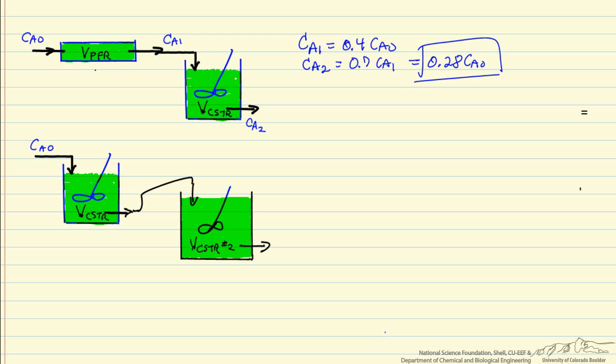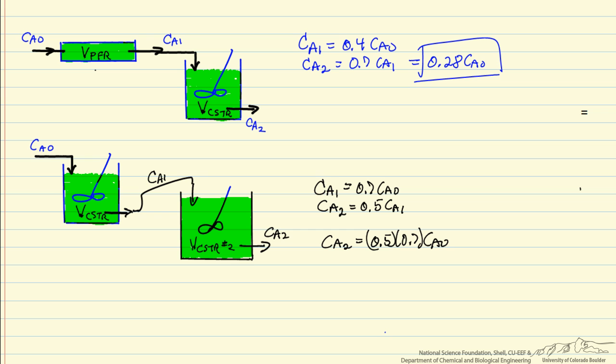And so you can see we're going to get the same result if we have two CSTRs in series, in the sense that Ca1 again is going to be 0.7 Ca0, and then Ca2, with a bigger reactor, so let's say it's 0.5 times Ca1. So Ca2 is 0.5 times 0.7 times Ca0. If we reverse the order, it's 0.7 times 0.5. So order doesn't matter for first order reaction for two CSTRs in series.